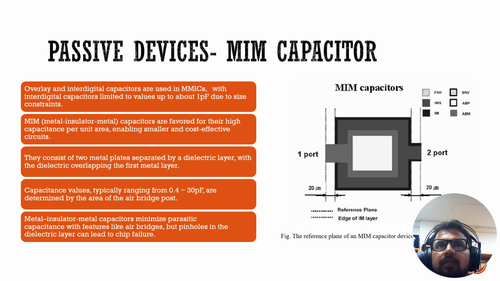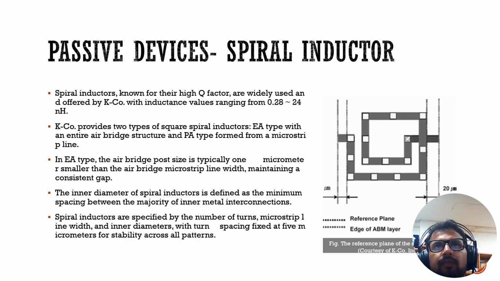Capacitance values typically range from 0.4 to 30 picofarad, and are determined by the area of the air bridge post. Metal insulator metal capacitors minimize parasitic capacitance with features like air bridges, but pinholes in the dielectric layers can lead to chip failure. In a similar way, the passive devices also talk about the spiral inductors.